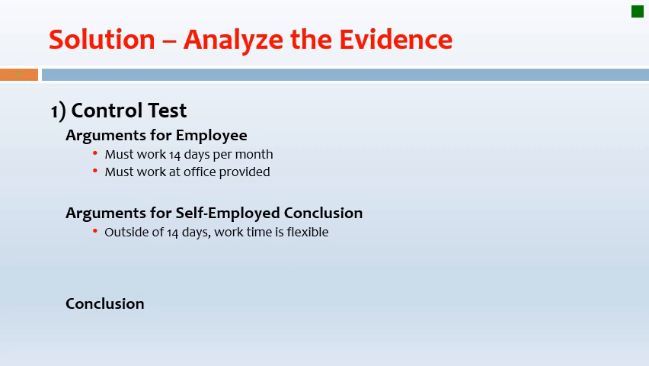Arguments supporting the fact that she is self-employed are the fact that outside of the 14 days that she's required to work, the time is pretty flexible, so she can do the work anytime she wants within that month-long period. She also has time to work on other projects during the time where she's not working specifically for the company. She also decides how the work that she's going to do is done. So nobody is sort of standing over her and micromanaging her. She gets to make the decisions on how she applies her architectural skills.